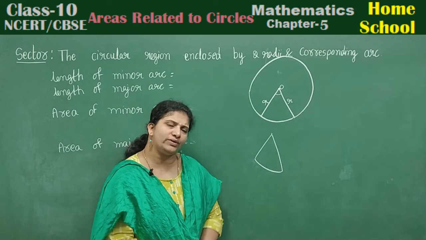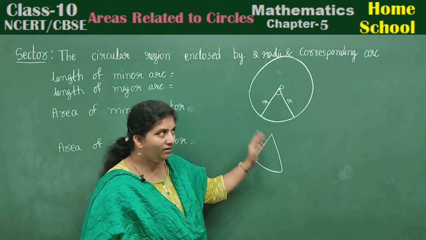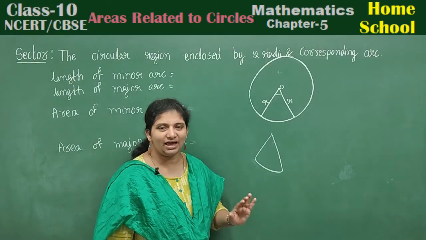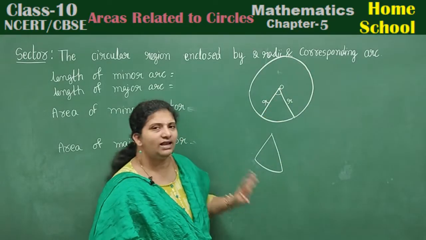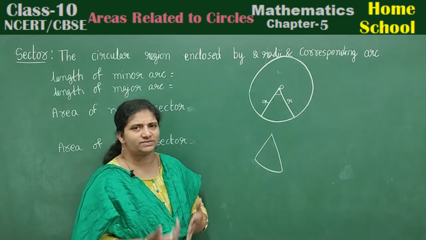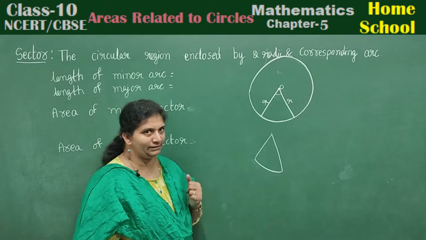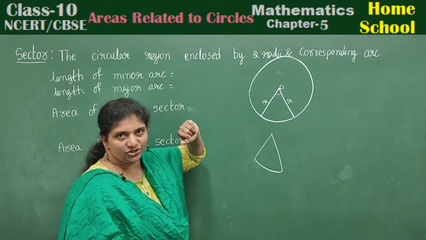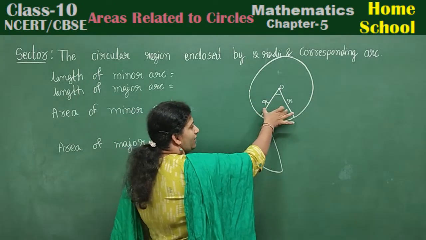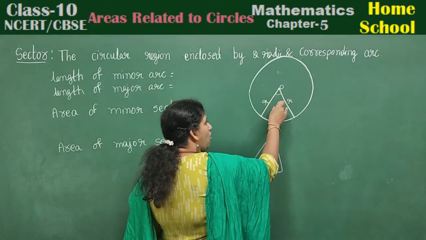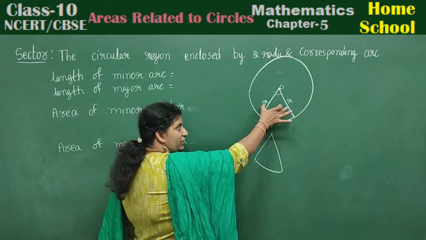Now what are we going to do with this sector? Let us find out the area of the minor sector and major sector, and the length of the minor arc and the length of the major arc. Let's see here. What is minor arc, major arc? What is minor sector, major sector? First, we come to know what a sector is. A circular region enclosed by 2 radii. Either you may consider this sector or this sector.